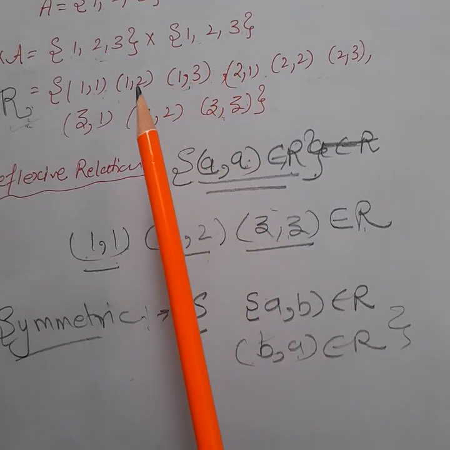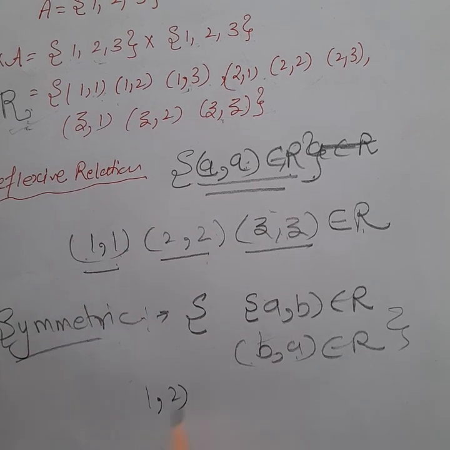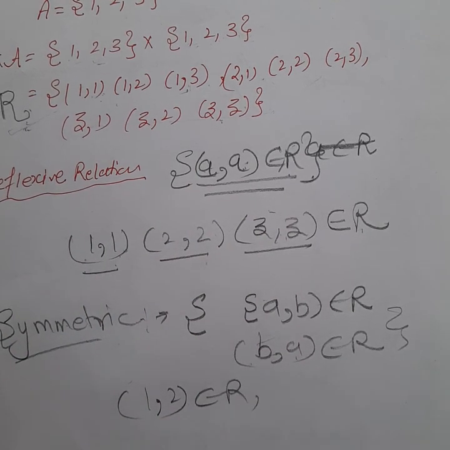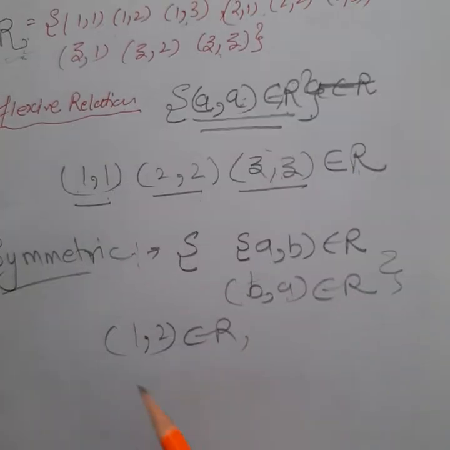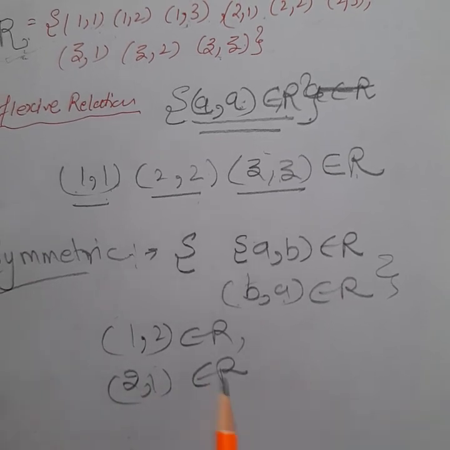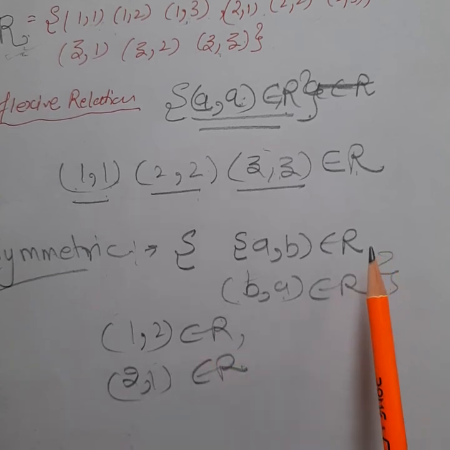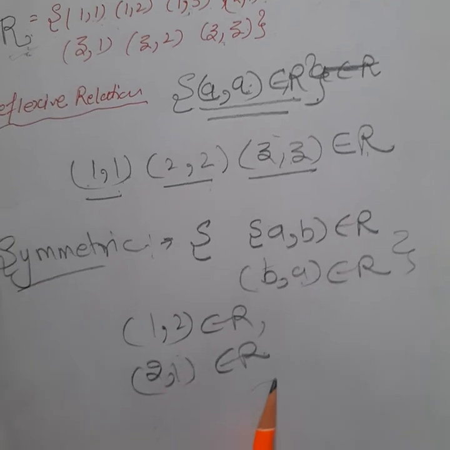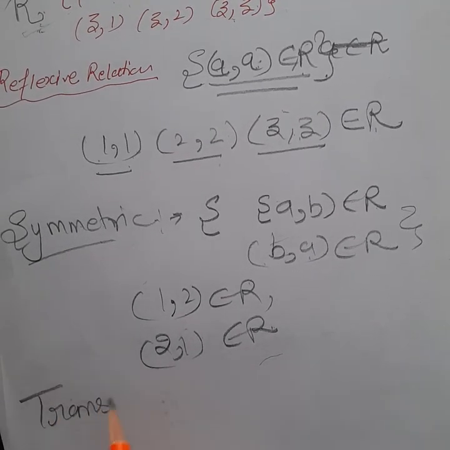In your relation you can see that we have (1,2). Okay, for example, we have (1,2) belongs to R, and you have (2,1) also. Okay, meaning if you have (a,b) in R, then you also have (b,a) in your relation. It means it covers your symmetric relation, the symmetric property. Now the third one is transitivity.